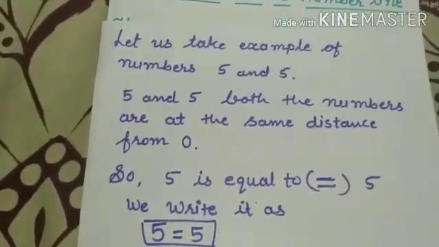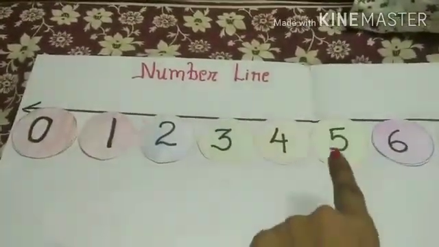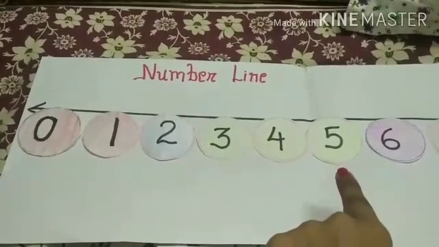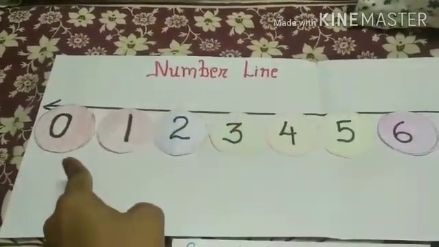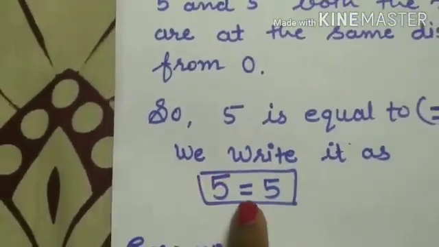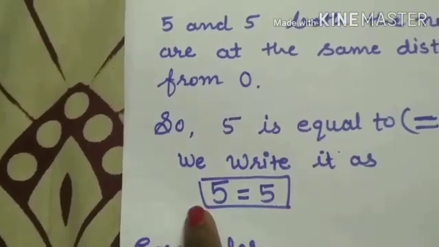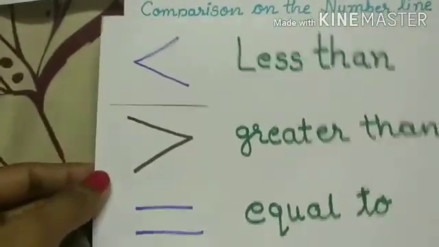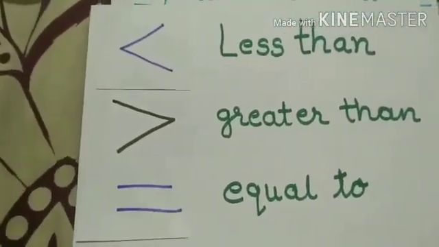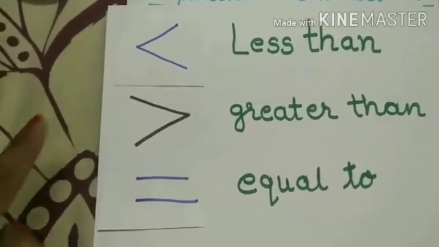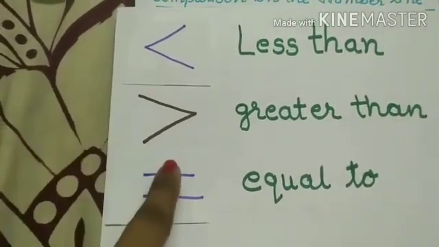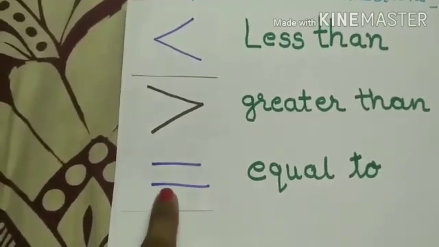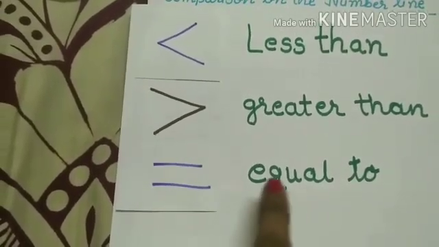Let us take the example of numbers 5 and 5. As you can see on the number line, 5 and 5. Both numbers are the same number. It is equally distant from 0. So, how will we write? 5, sign of equal to, 5. 5 is equal to 5. Now, let us quickly revise the 3 signs of less than, greater than and equal to. This is the sign of less than. This is the sign of greater than. And these 2 lines sign is equal to.